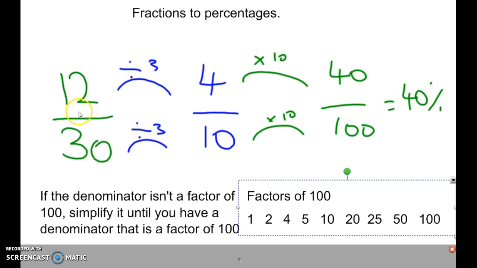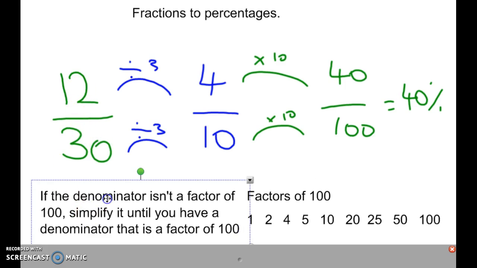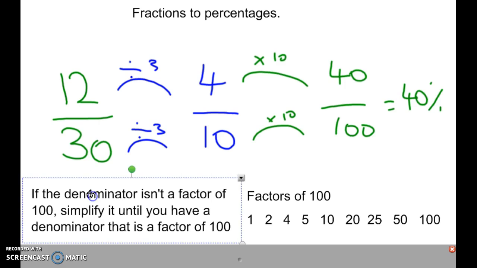So looking at this 12 over 30, the method I'm suggesting for you is simplify first, simplify this fraction until we get a denominator that does go into 100. So my first video covered simplifying fractions. Divide top and bottom by 3 gives me 4 over 10. Then I can use what I showed you on the previous slide. 10 goes into 100 10 times. Multiply top and bottom, I get 40 over 100, which comes out as 40%.